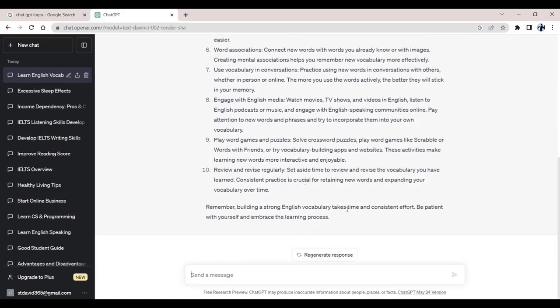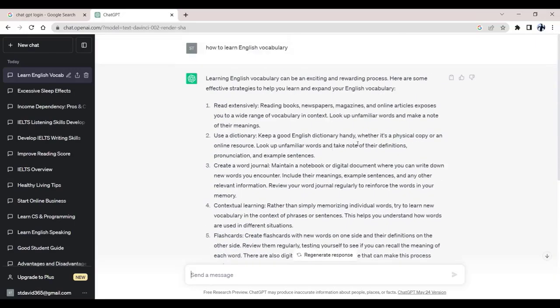Remember, building a strong English vocabulary takes time and conscious effort. Be patient with yourself and embrace the learning. So this is how everything you will find here. So if you are an IELTS student, if you want to develop your IELTS skill, I think ChatGPT will work with you as a teacher. Even sometimes your teacher cannot answer you instantly, but ChatGPT will help you to solve the problem instantly.